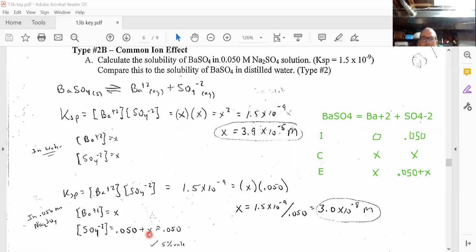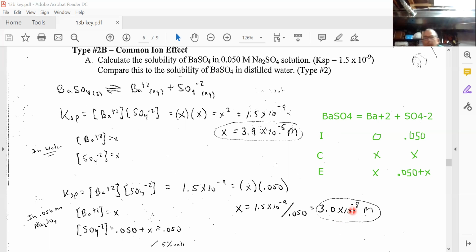So that's technically what we should put down here when we solve for this. But our assumption is that x is going to be real small compared to 0.05. So we're just going to use 0.050 and make the math a lot easier. Plugging that in, we know the Ksp is 1.5 times 10 to the negative 9th. Ba+2 is x, and the SO4-2 is 0.050 plus x, but we're ignoring that addition to the 0.050 right there. Okay, so I end up having x equal to 1.5 times 10 to the negative 9th over 0.050, and that equals 3.0 times 10 to the negative 8th.